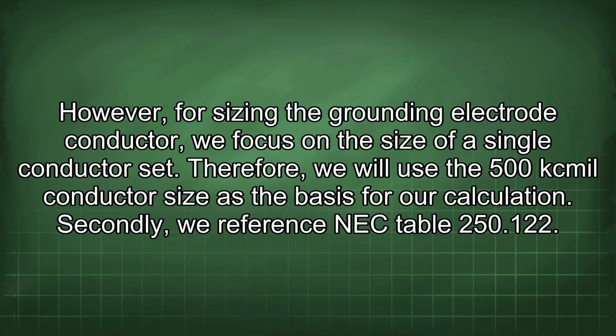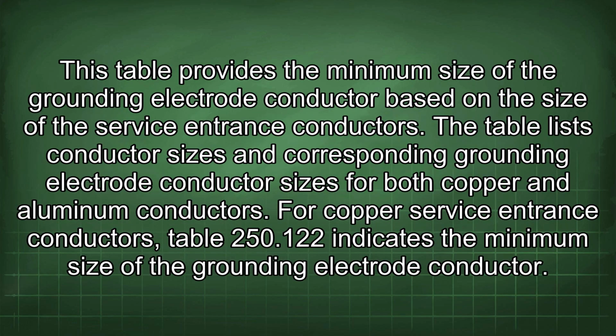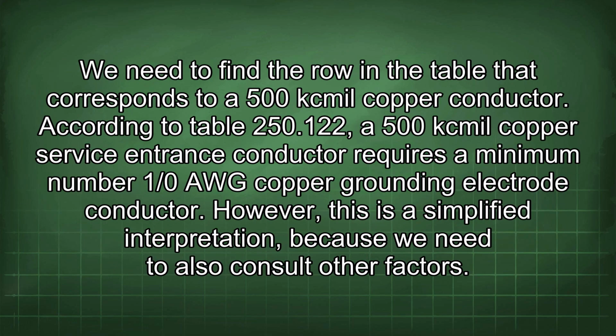Secondly, we reference NEC Table 250.122. This table provides the minimum size of the grounding electrode conductor based on the size of the service entrance conductors. The table lists conductor sizes and corresponding grounding electrode conductor sizes for both copper and aluminum conductors. For copper service entrance conductors, Table 250.122 indicates the minimum size of the grounding electrode conductor. We need to find the row in the table that corresponds to a 500 kcmil copper conductor.